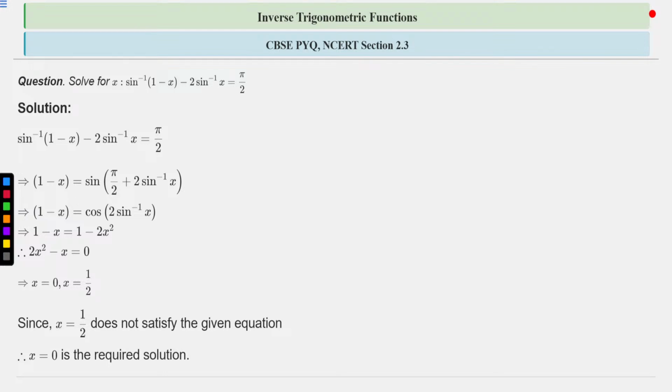If anyone has a doubt regarding this question, you can ask. Or should I move to the next question? Okay, let's move to the next question.